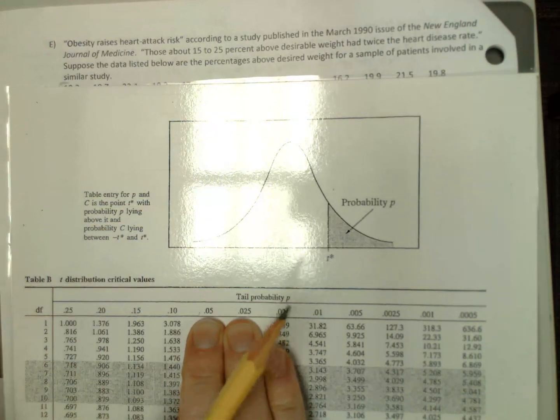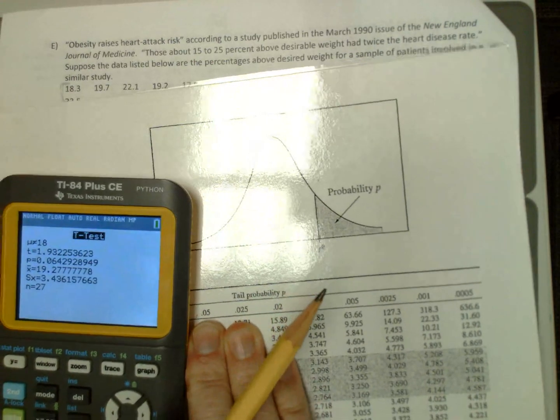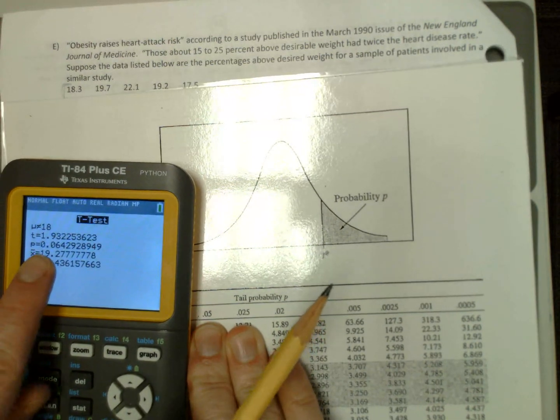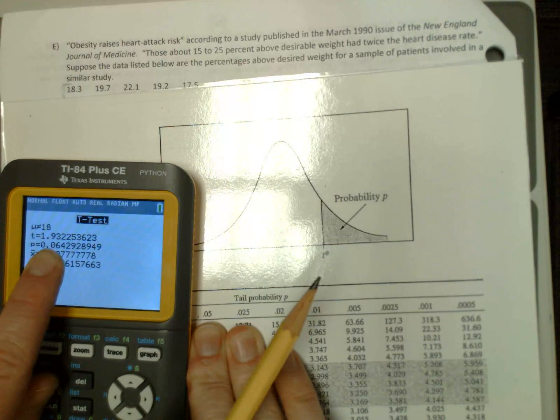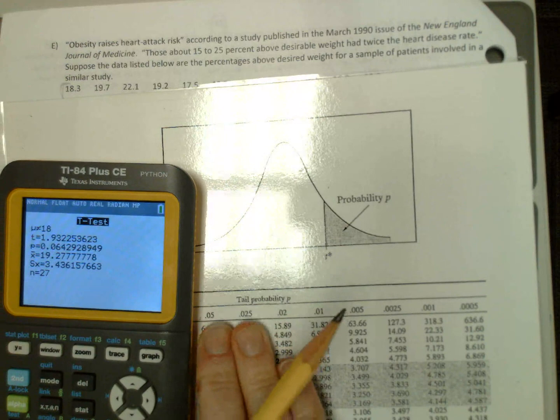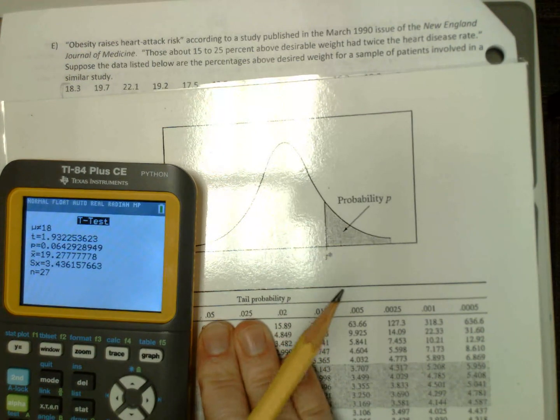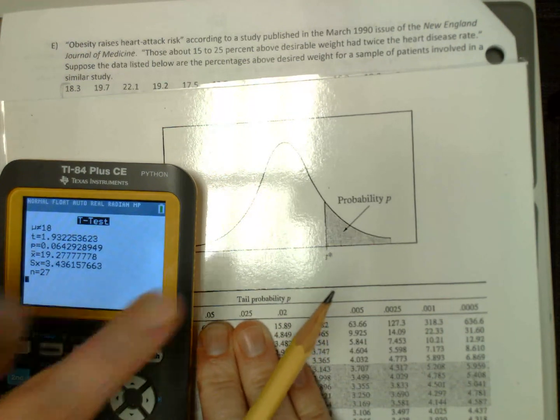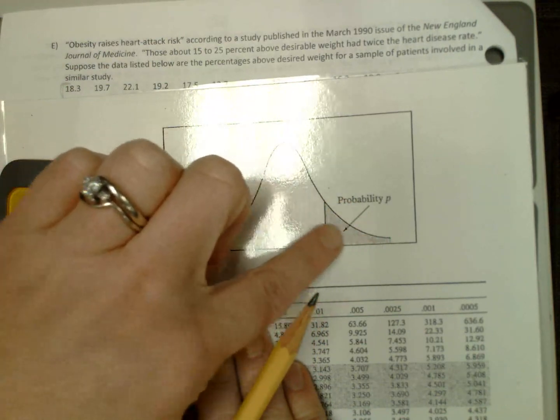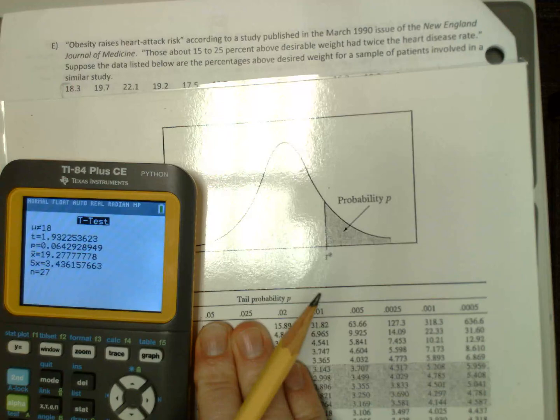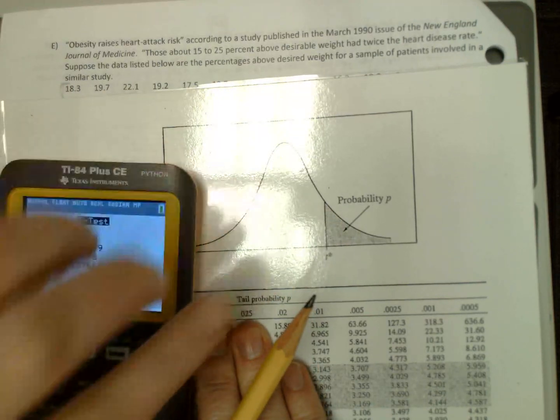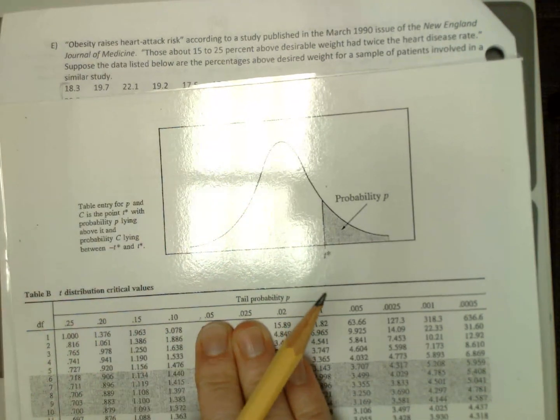But then when I look at my calculator, I go, wait a second. The probability from my calculator says that it's 0.064. 0.064 does not fall between 0.05 and 0.025. But look at this distribution up here and what is shaded. Only one side of the t distribution is shaded on our chart. So this tail probability is only one side.